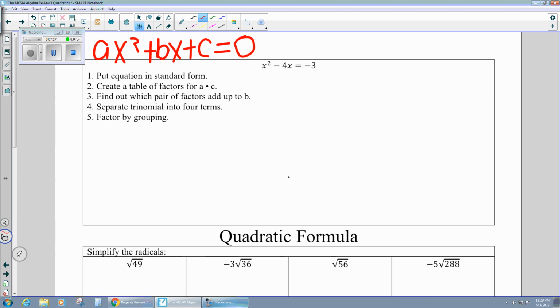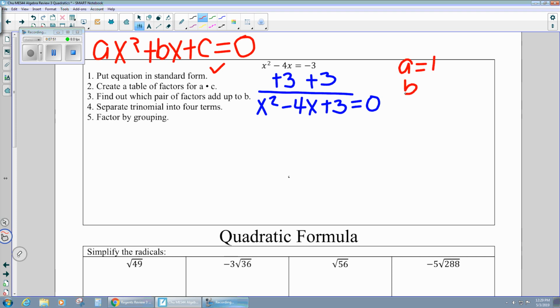So to move the negative 3 over to the other side, let's add 3 to both sides. And now you'll have x squared minus 4x plus 3 is equal to 0. Now we have an equation in standard form, so now I can factor. Create a table of factors for a times c. So your a value is 1. Your b value is negative 4, and your c value is 3. Let's make that table over here.